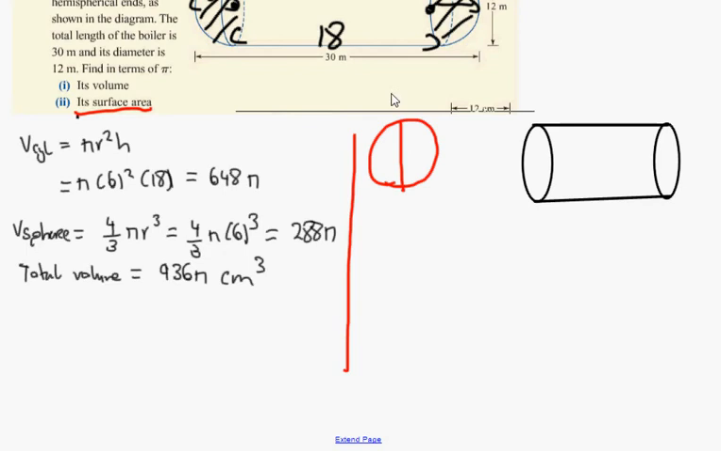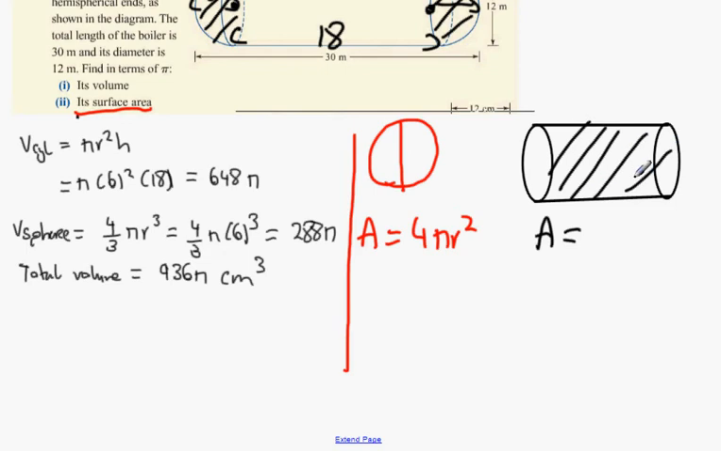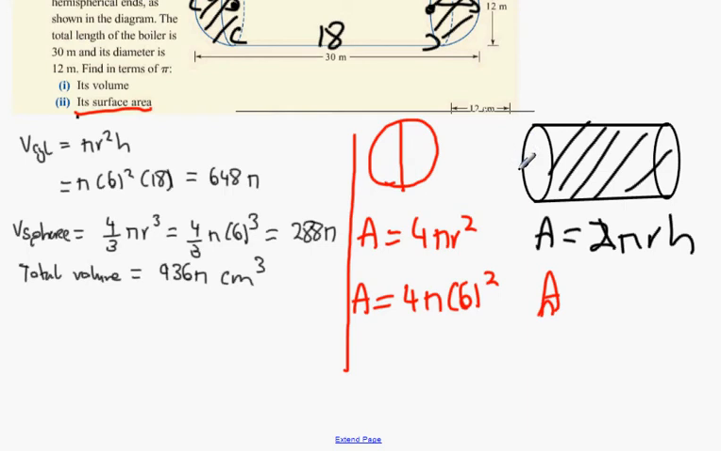Let's figure out the surface area of the sphere. The area is 4 pi r squared. For the cylinder, remember we don't want the two circles, we only want the curved surface area, which is 2 pi r h. Let's put in the figures. It's 4 times pi times 6 squared, and for the cylinder it's 2 multiplied by pi multiplied by 6.